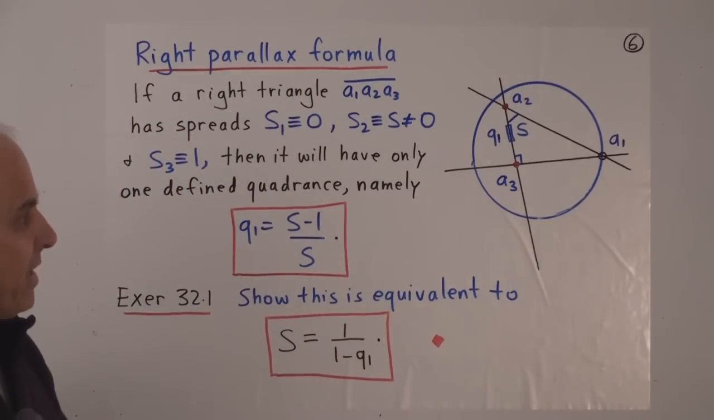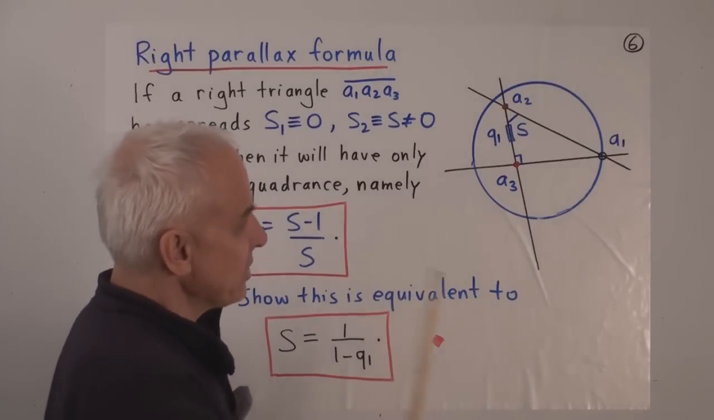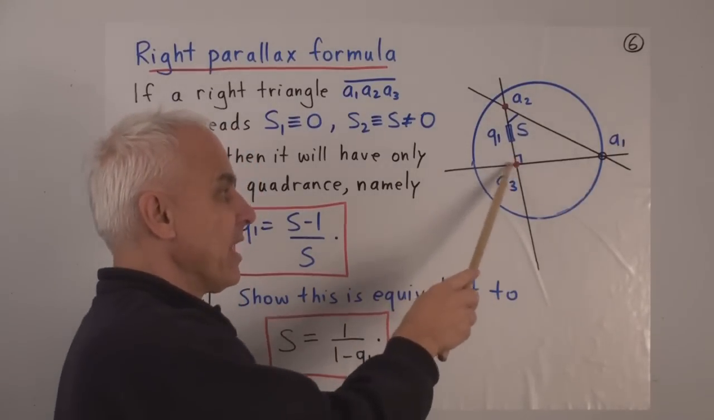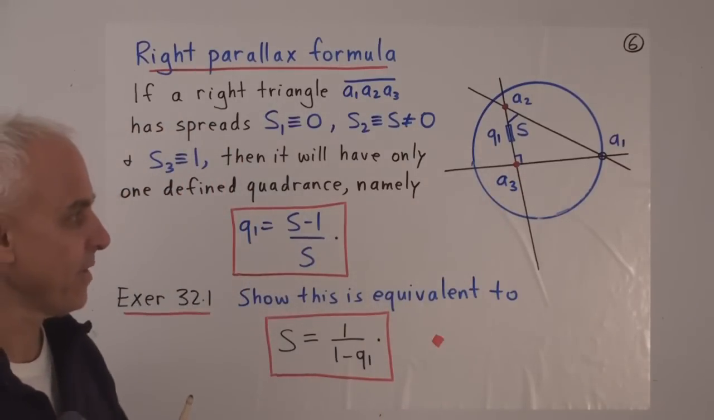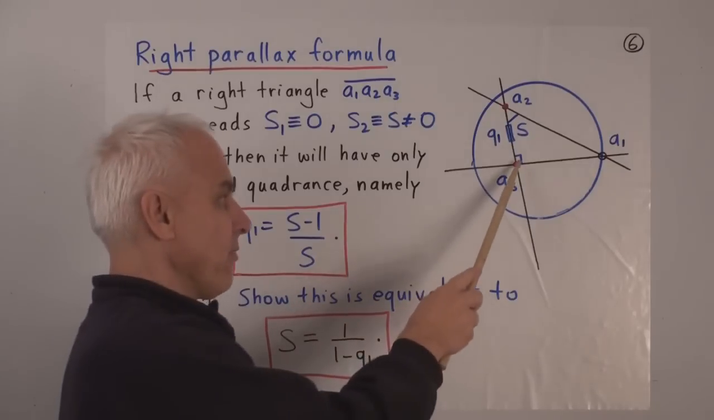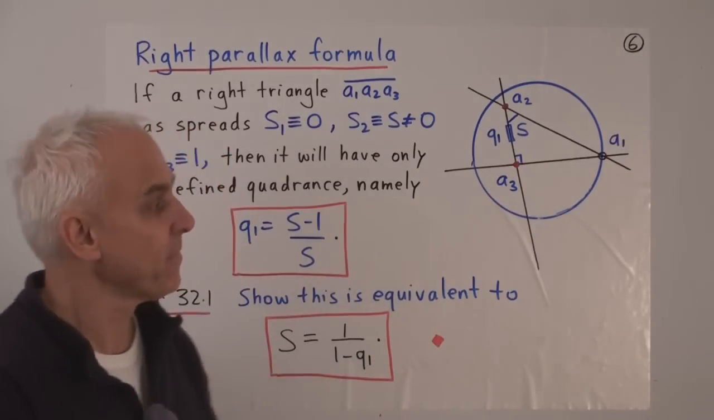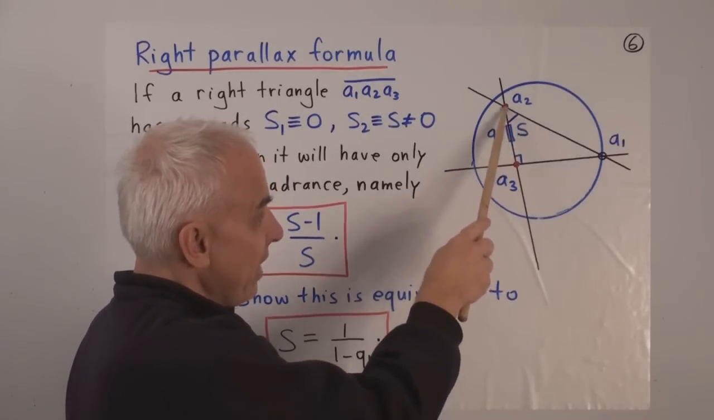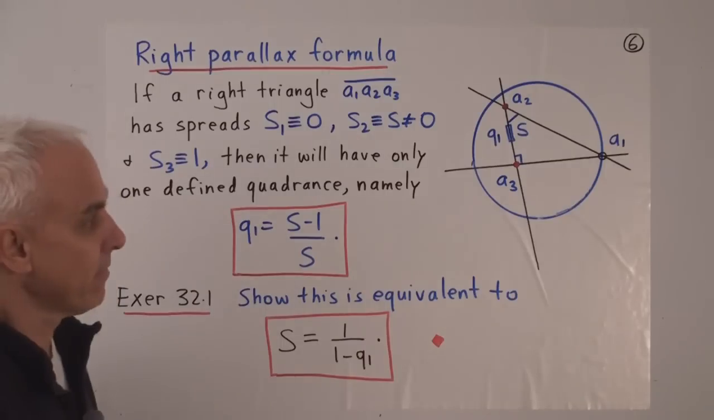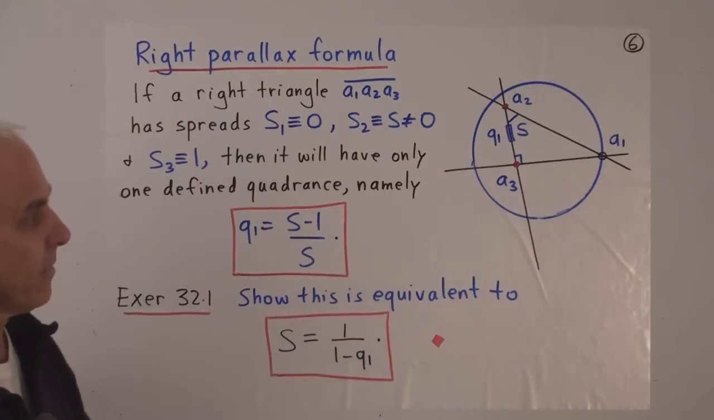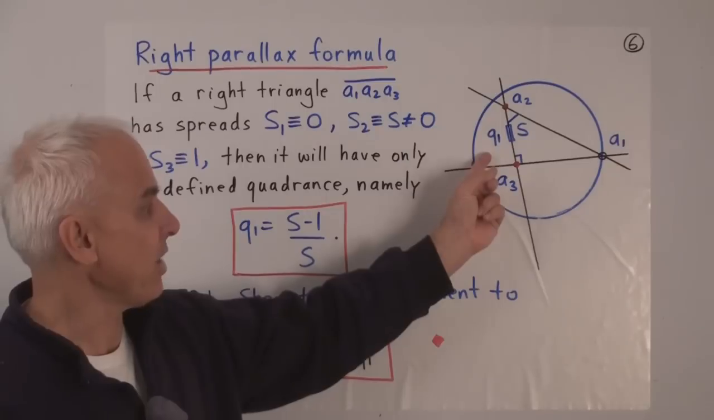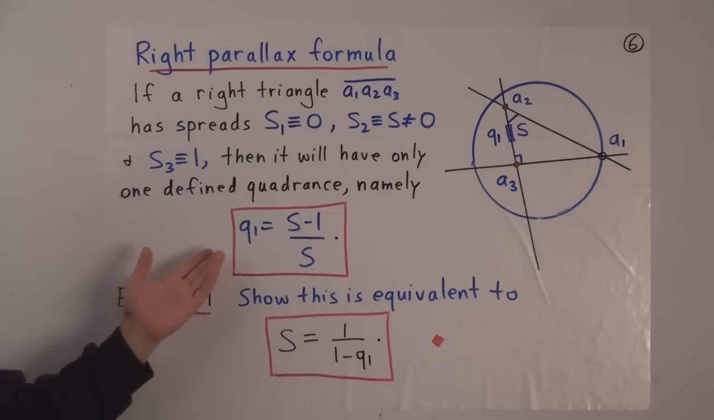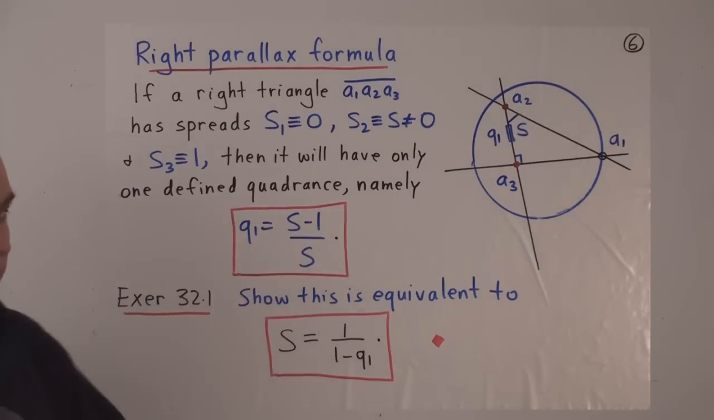So the right parallax formula is concerned with a triangle which has one null point. One of the points is null, and there is perpendicularity at one of the other points. So it's a right triangle with a right angle, or a spread of 1, at A3. And otherwise, there is a quadrance Q1 here and a spread S between these two lines here. A1 is the null point. And the relationship is one between Q1, this quadrance, and S, this spread. So the relationship is Q1 equals (S minus 1) over S.